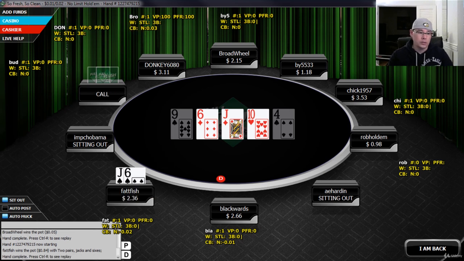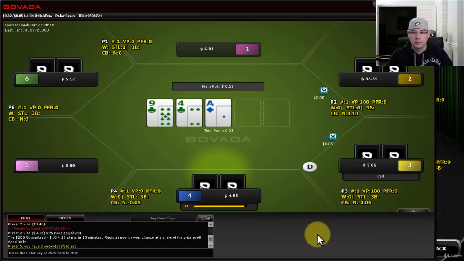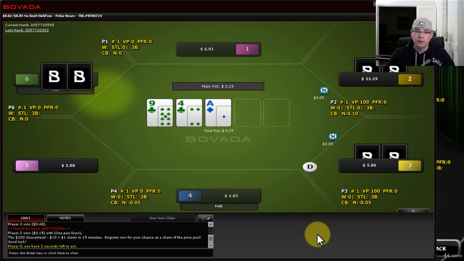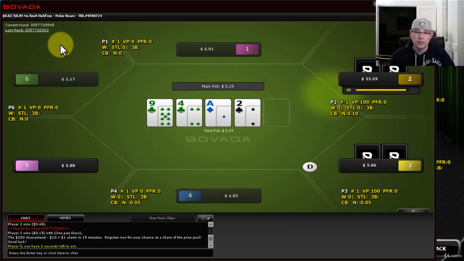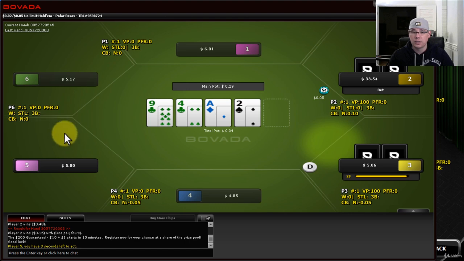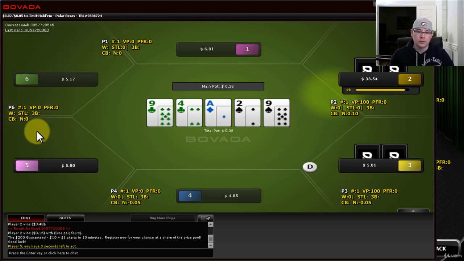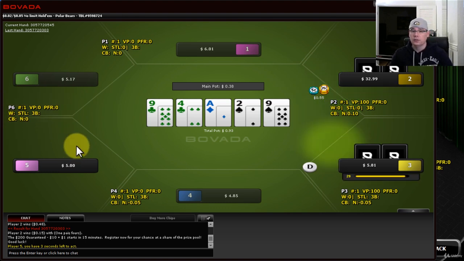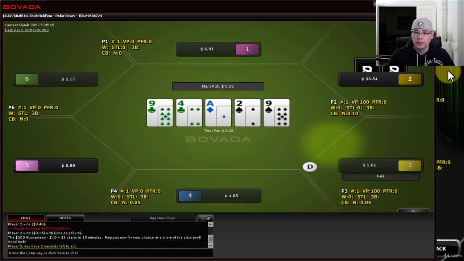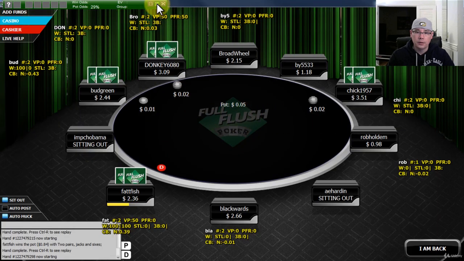So let me jump over to our 5NL table. Now on Bovada, it's anonymous play. So whenever anybody gets up, this information is going to be refreshed. For example, if player 6 got up and somebody else came in after he'd been playing for 30 minutes, the HUD's going to refresh and it's going to act like there's a new player there. And when you get up, it's going to erase all this information and it's not going to keep it in its database.